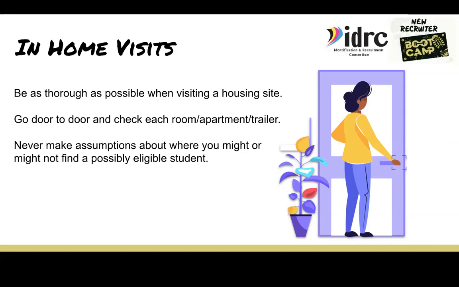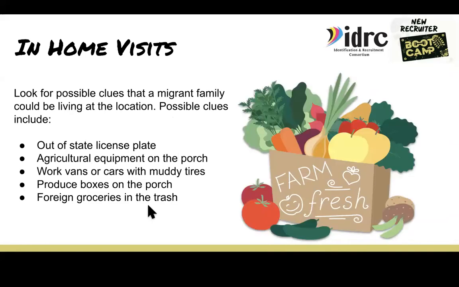I know for me, one time I found a migrant family that qualified, and they were staying in a huge, multi-million-dollar mansion, but they had gotten a room in there because the father had previously done landscape work for the owner of the house. And so now the father was working on farms. So never make assumptions about where you might or might not find a possibly eligible student, because you're going to find students in some surprising places sometimes.